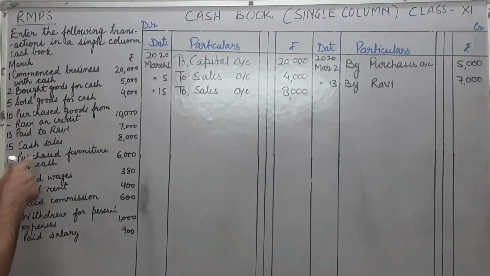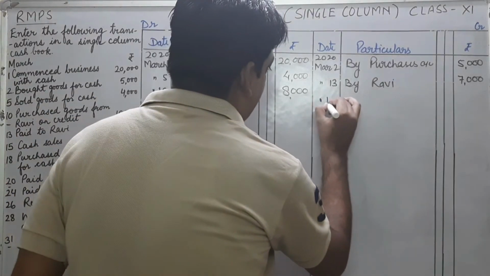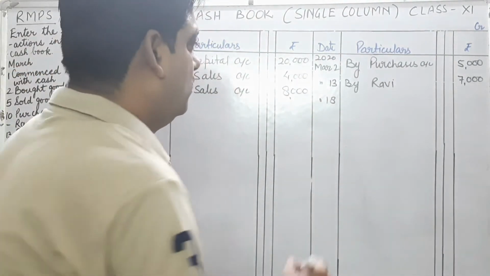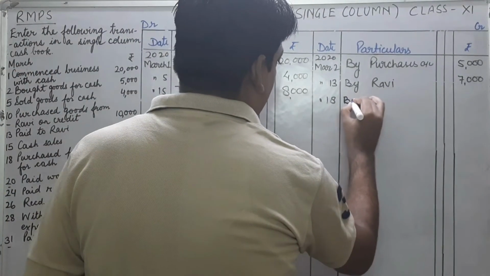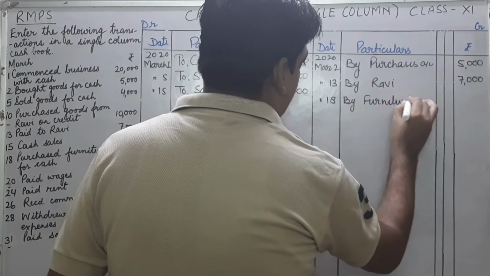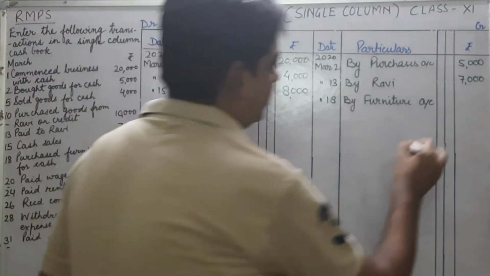After this you see, purchased furniture for cash on March 18. Again it's a payment, because journal entry will be furniture account debit to cash account. So by furniture account, and amount is rupees 6,000.